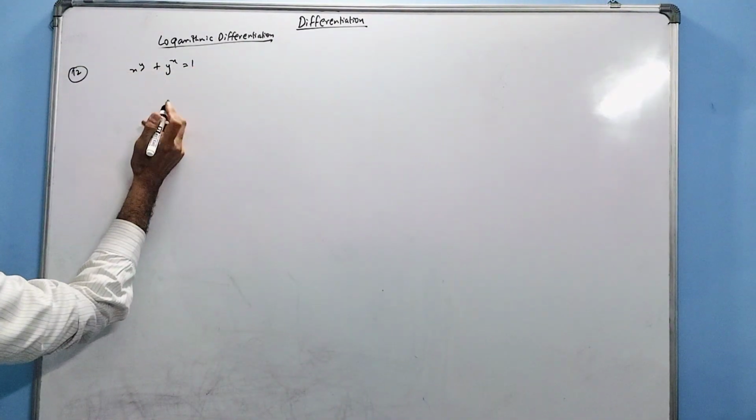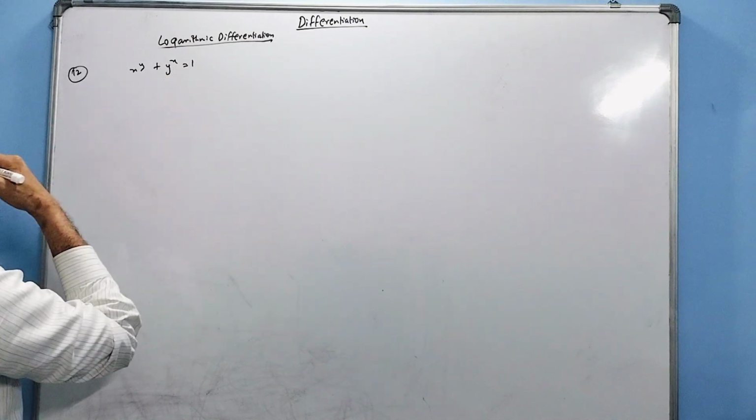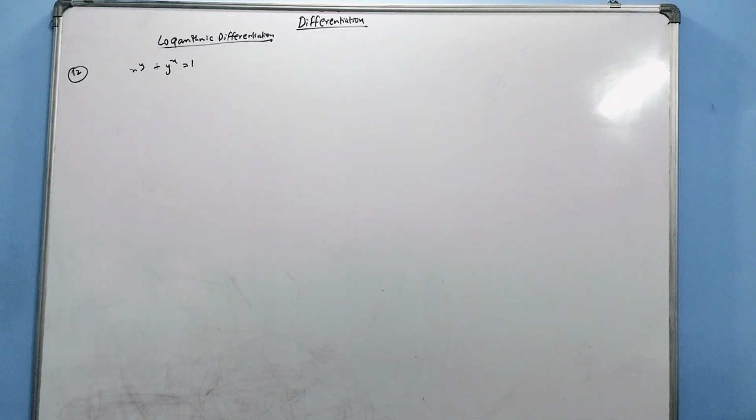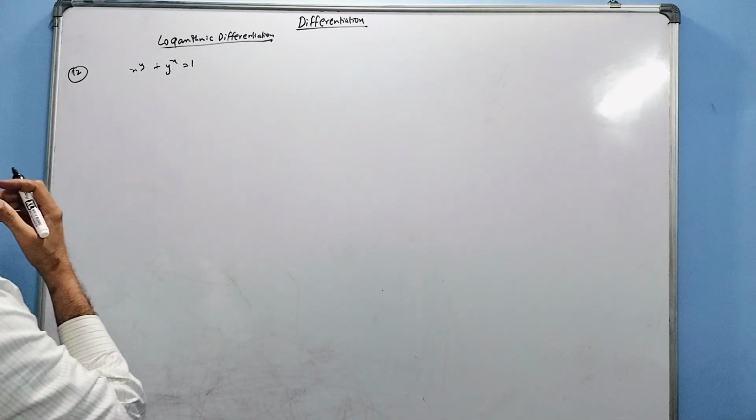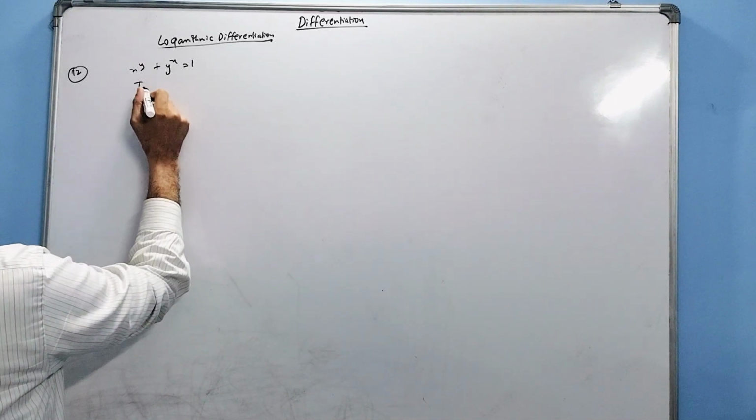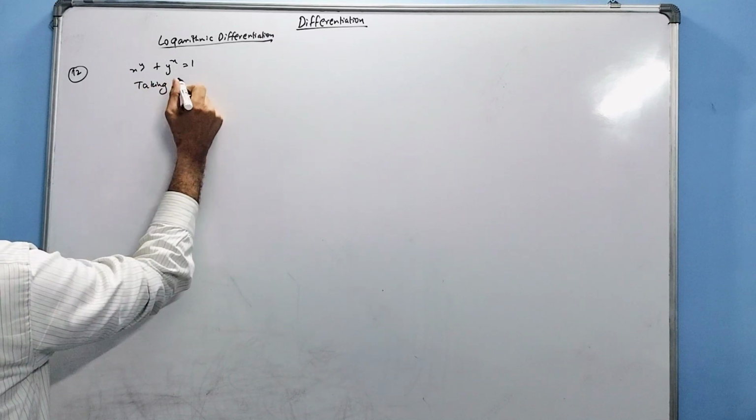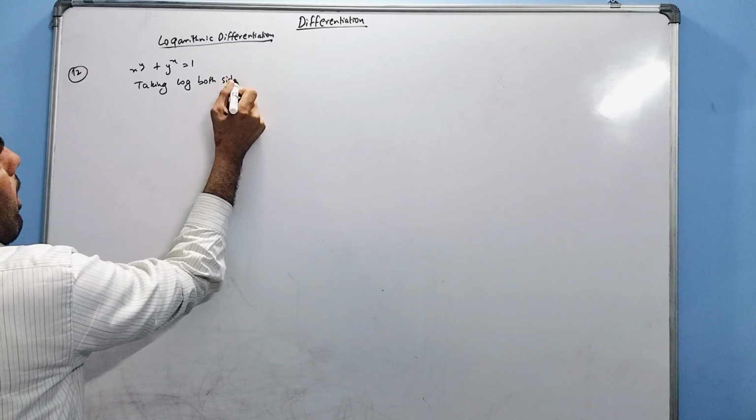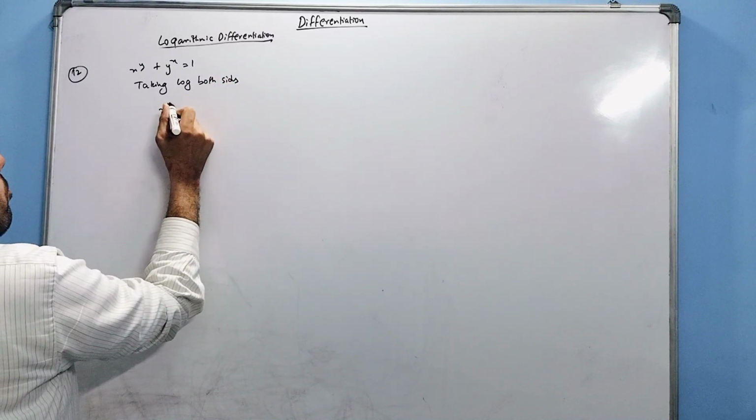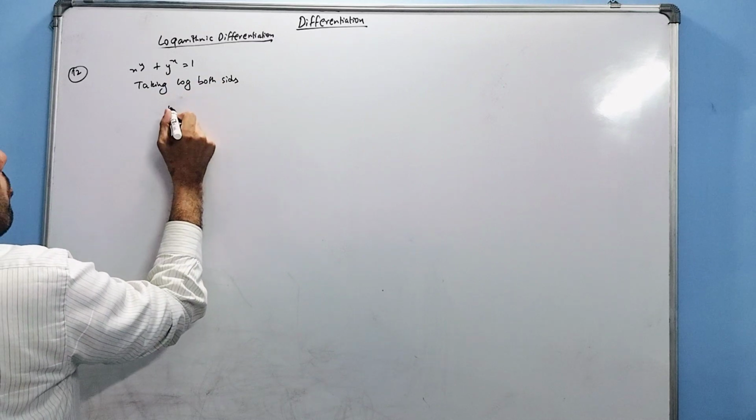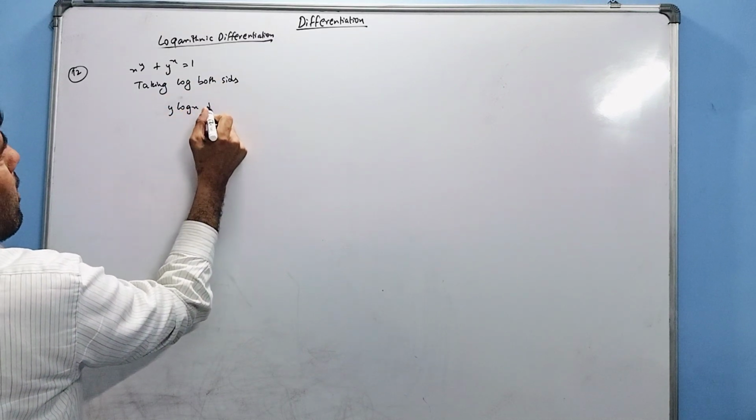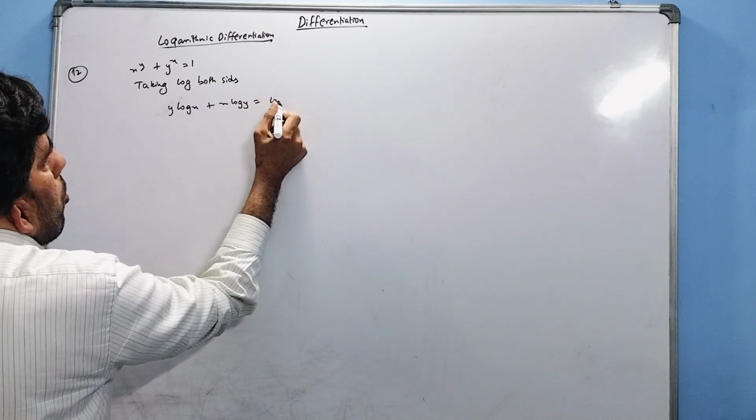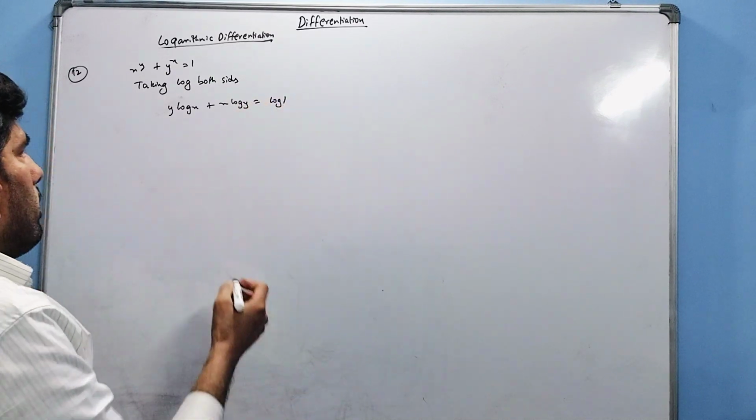Let's try what we can do. Taking log both sides, what will we have here? We'll have y log x plus x log y is equal to log 1, which will be 0. So now we differentiate.